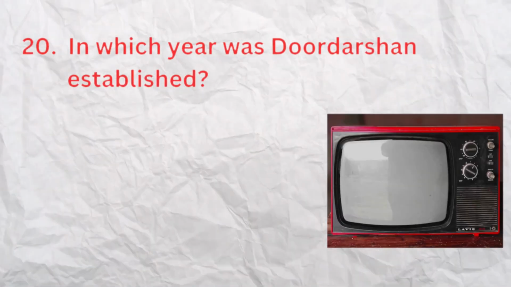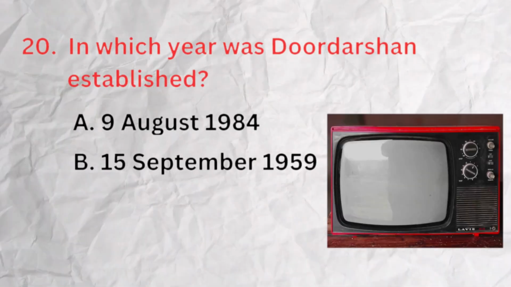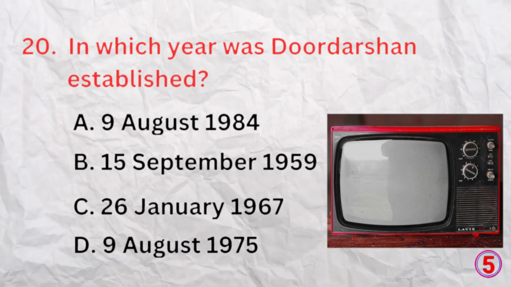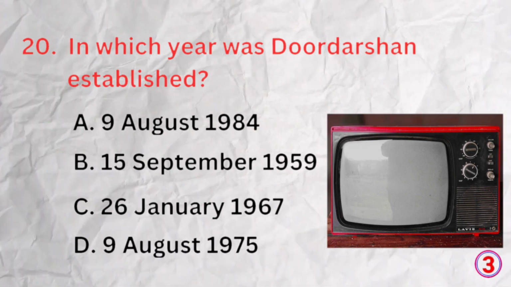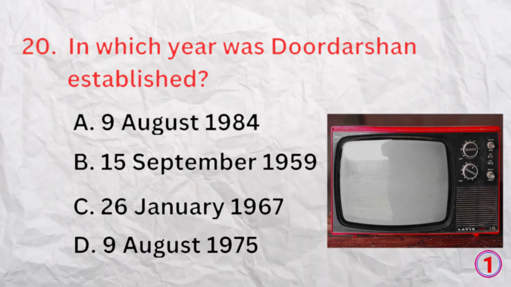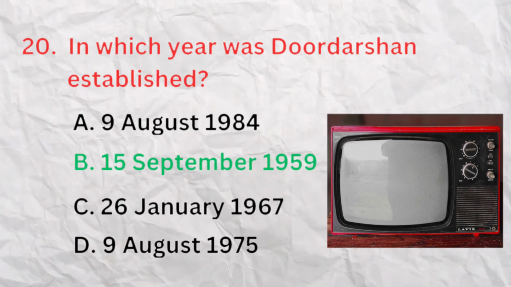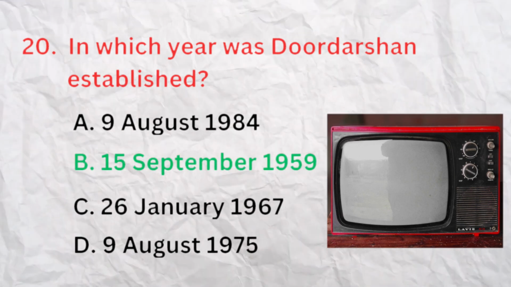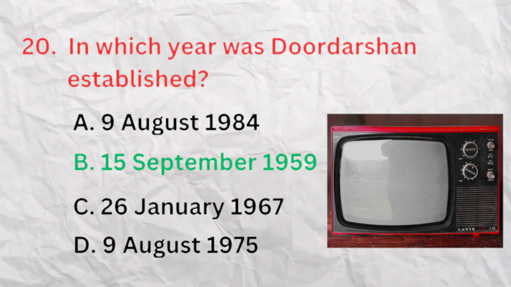In which year was Doordarshan established? The correct answer is option B, 15th September 1959.